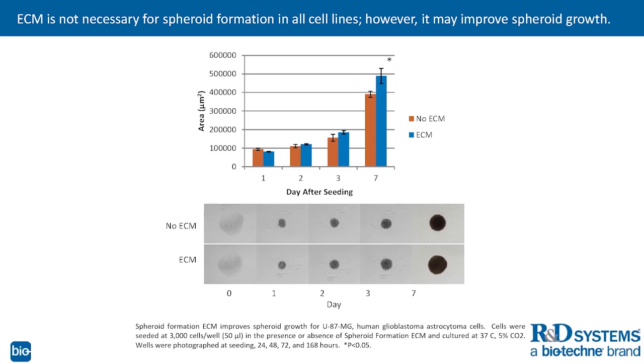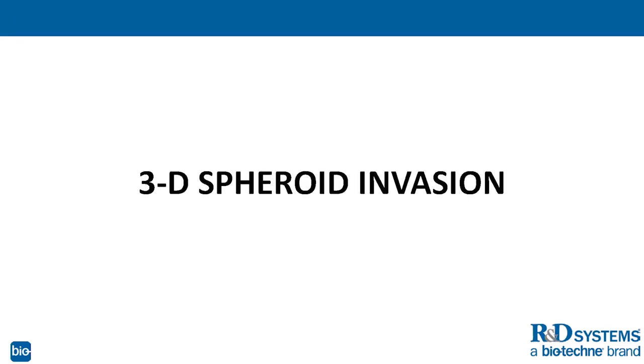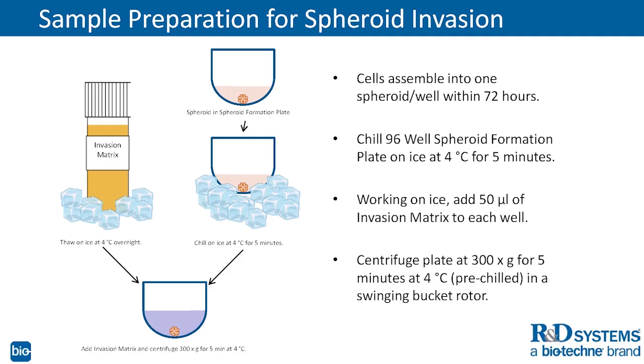Okay, now we're moving on to spheroid invasion. Sorry, it's just taking this slide a minute to load up. And for the spheroid invasion, we're going to follow the exact same process for spheroid formation as we did with the proliferation and viability assays. The only difference is that after the spheroids are formed, we're going to be incorporating an invasion matrix.